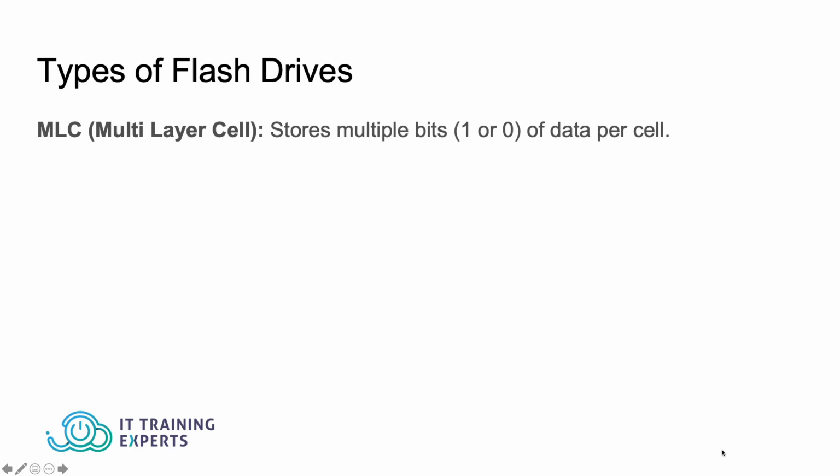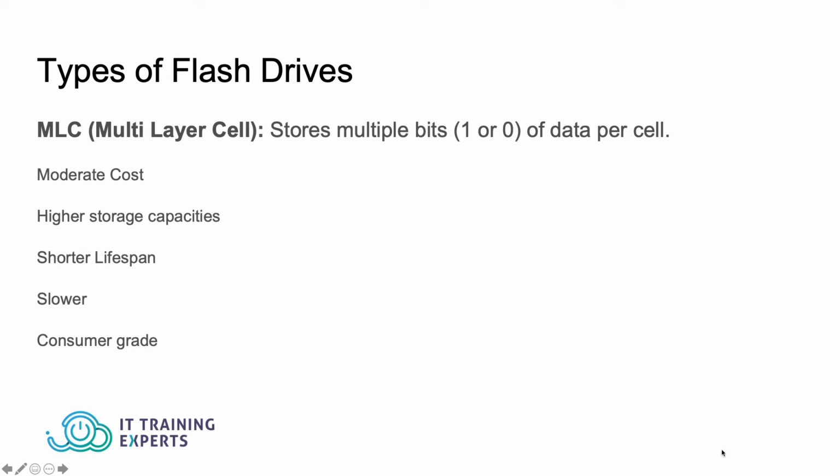Next is the MLC drive, or the multi-layer cell. The MLC drive stores multiple bits, or 2 bits, of data per cell. So with that, it's more moderate in cost, or cheaper than the SLC drive. It has higher storage capacities, and that's primarily because it can hold 2 bits of data per single cell instead of 1. It has a shorter lifespan when compared to an SLC drive, and it also is slower. So that makes it more what we would consider consumer grade.